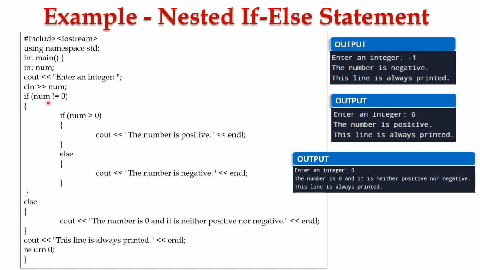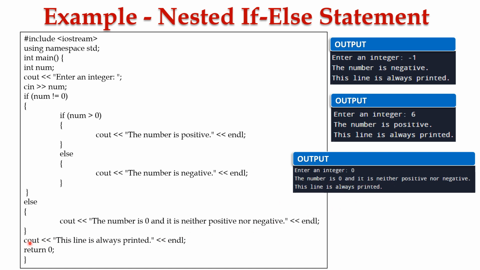And here, if number is not equal to 0, yes, the number is not equal to 0. So this entire if part is being skipped and moved to this else part. So here using cout statement, we have displayed that the number is 0 and it is neither positive nor negative. It's been displayed to the user. We can see this in the output here.